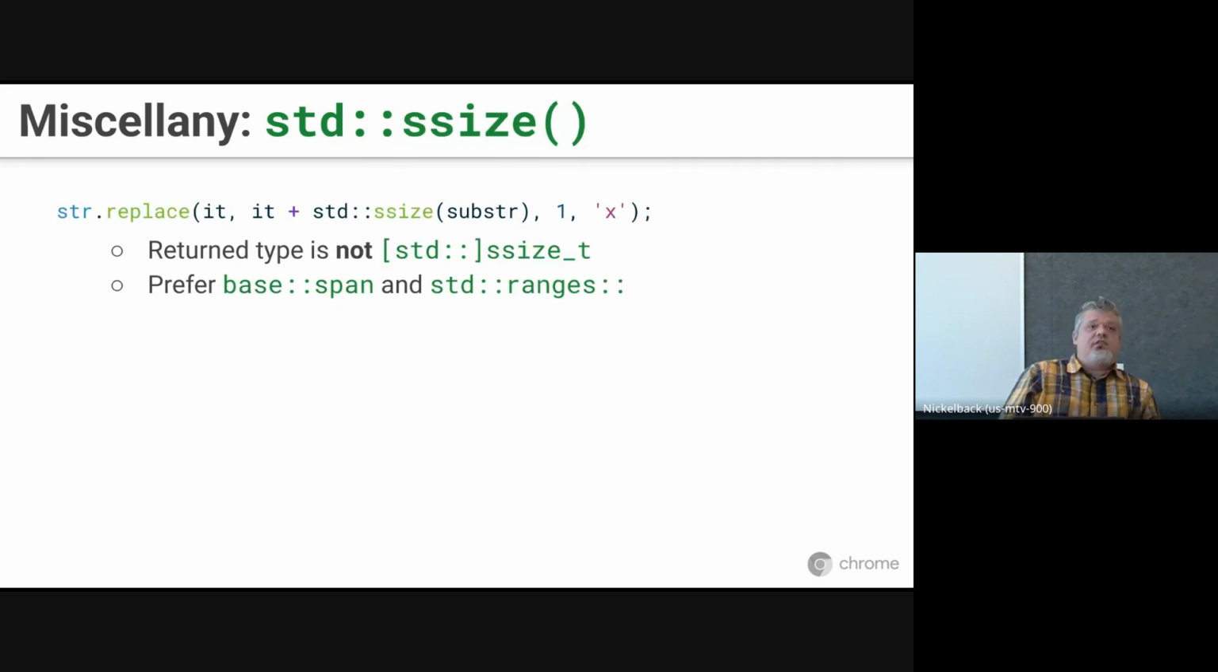Let's see, std ssize for when you wanted the signed size of a container. And the return type is not ssize_t, because that's POSIX. That's not C++. C++ does not have ssize_t. POSIX does. Just in case you had ever used that in your talk. This is not very useful to us, because using spans and ranges really mitigates the need to ever refer to something like ssize in your code.